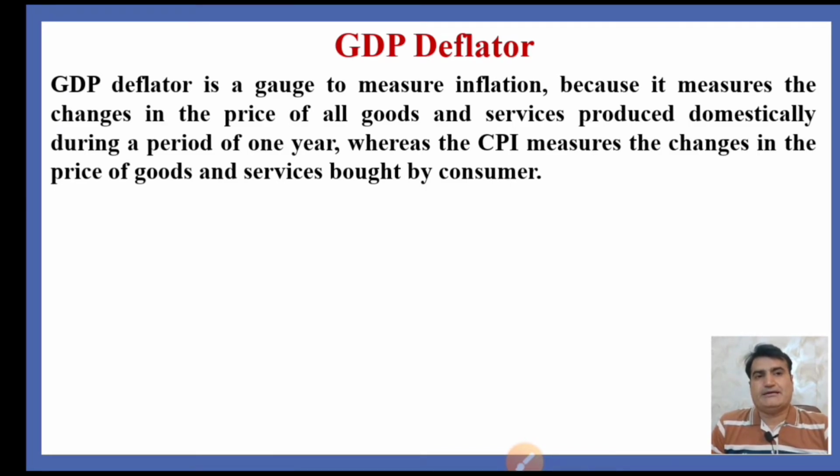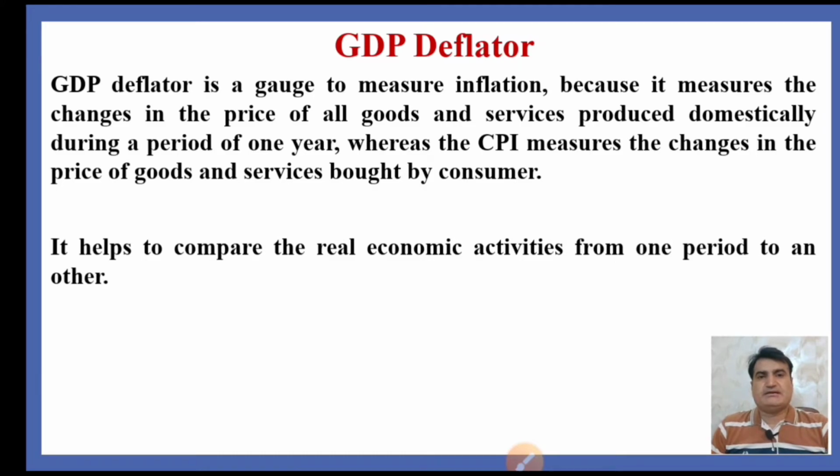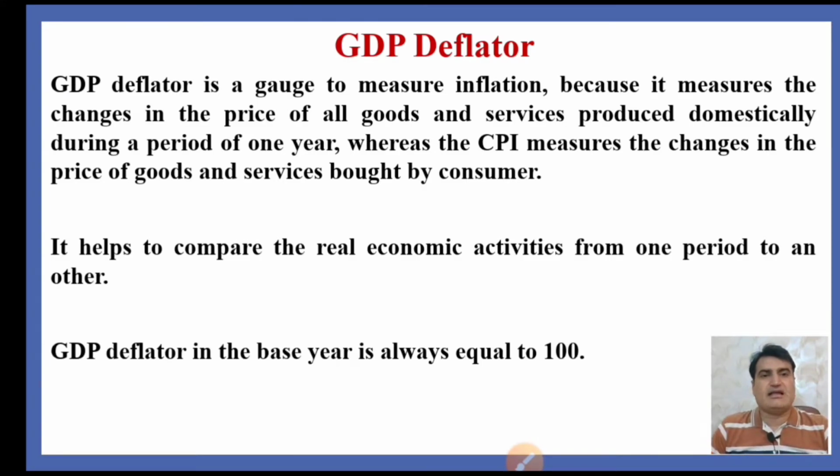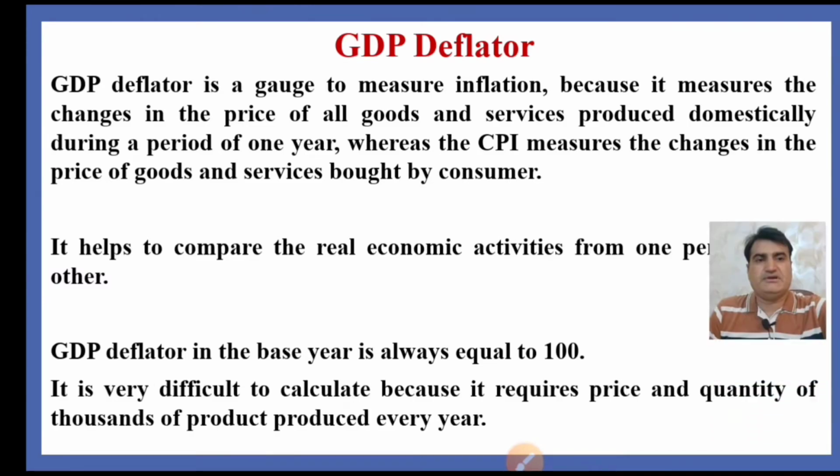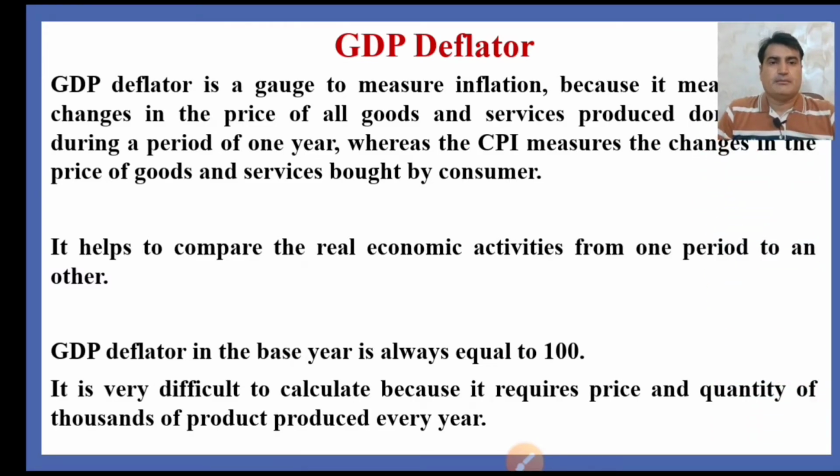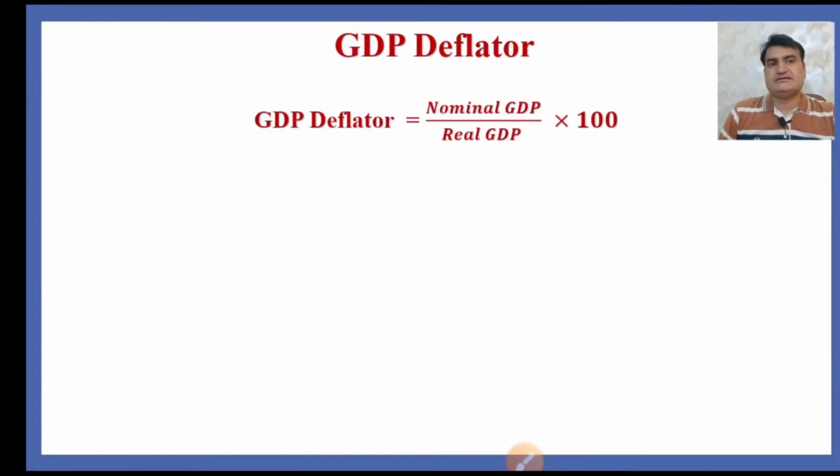Whereas CPI, the consumer price index, measures the changes in price of goods and services bought by consumers, households and governments. GDP deflator helps to compare the real economic activities from one period to another period. GDP deflator in the base year is always equal to 100. It is very difficult to calculate the GDP deflator because it requires price and quantity of thousands of products produced every year. GDP deflator is the ratio of nominal GDP to real GDP multiplied by 100.